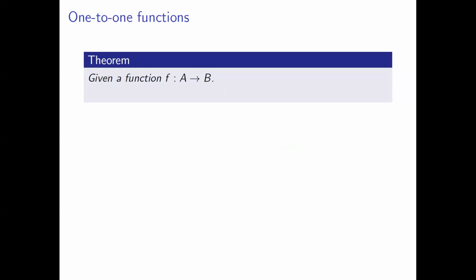Recall that if f is a function from A to B, it is not true in general that its inverse relation is a function from the range of f to A. This next theorem gives a necessary and sufficient condition in order for f inverse to be a function. Namely, f inverse is a function from the range of f to A if and only if f is one-to-one.